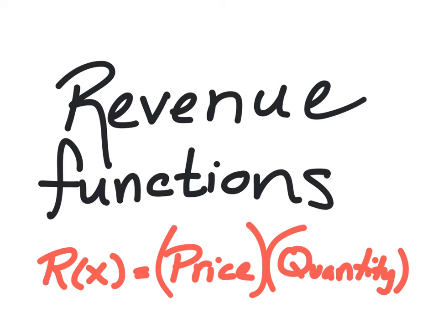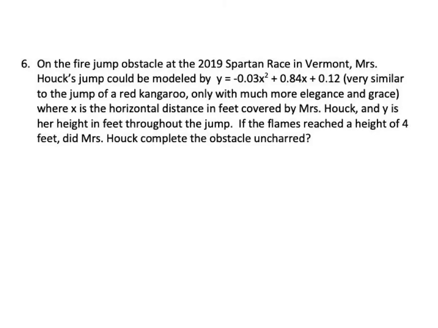Let's continue your notes by looking at some more functions. Okay, this next one's about Mrs. Houck and her Spartan race in Vermont last year. On the fire jump obstacle at the 2019 Spartan race in Vermont, Mrs. Houck's jump could be modeled by that function. Very similar to the jump of a red kangaroo, only with much more elegance and grace.